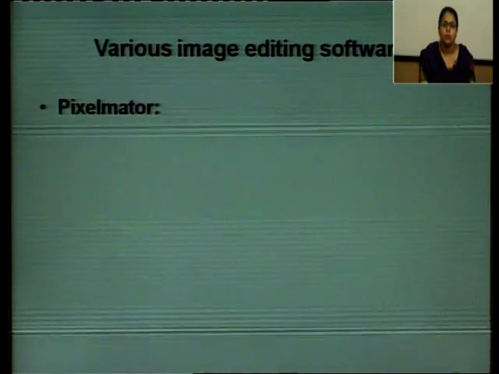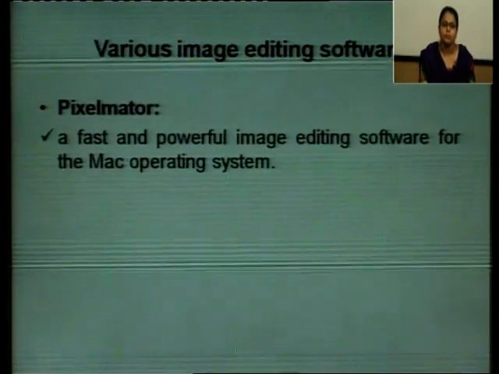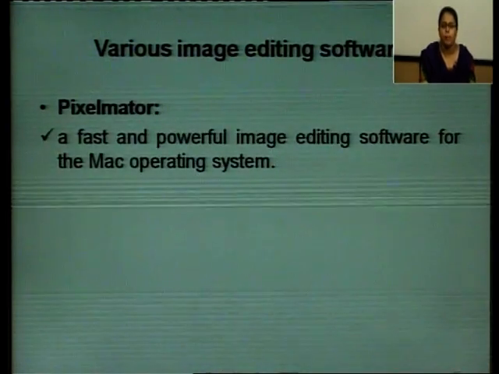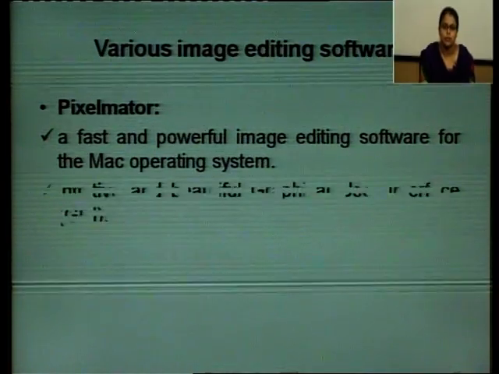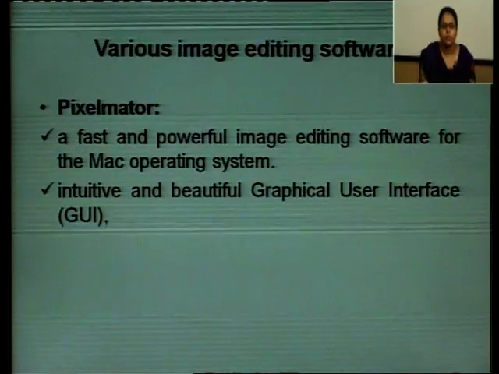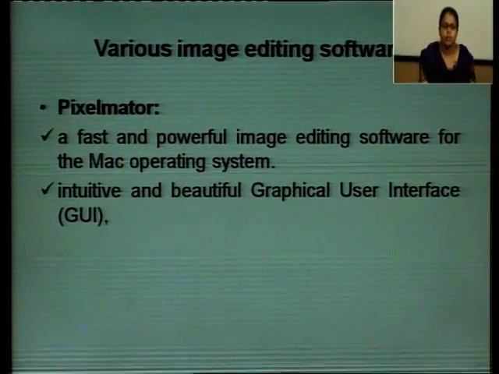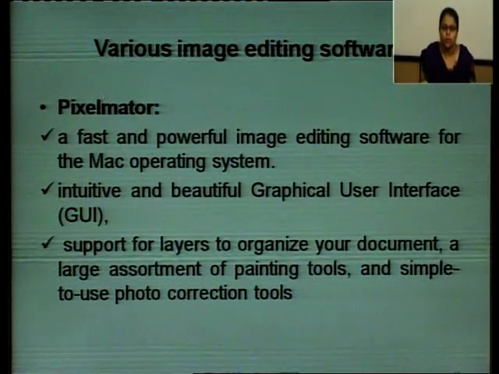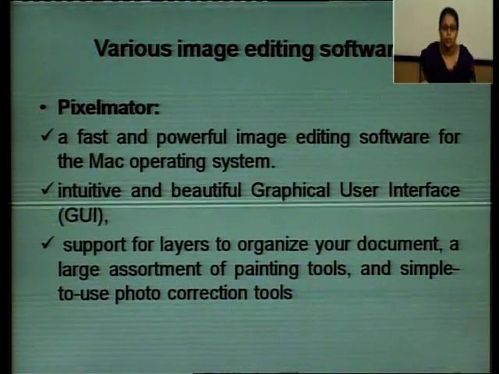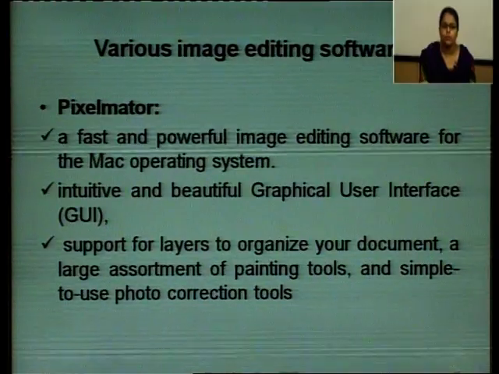Various image editing software are available in the market. Here is a list of some of the image editing software. First is Pixelmator. It is a fast, powerful image editing software for the Macintosh operating system. It has an intuitive and beautiful graphical user interface. It supports layers to organize your document, a large assortment of painting tools and simple to use photo correction tools.